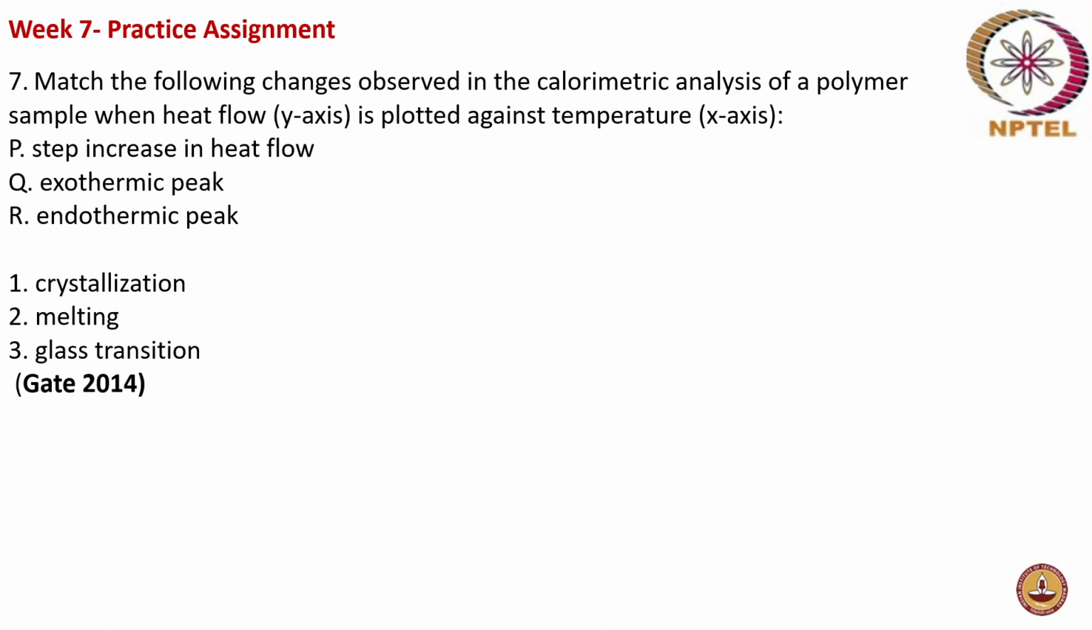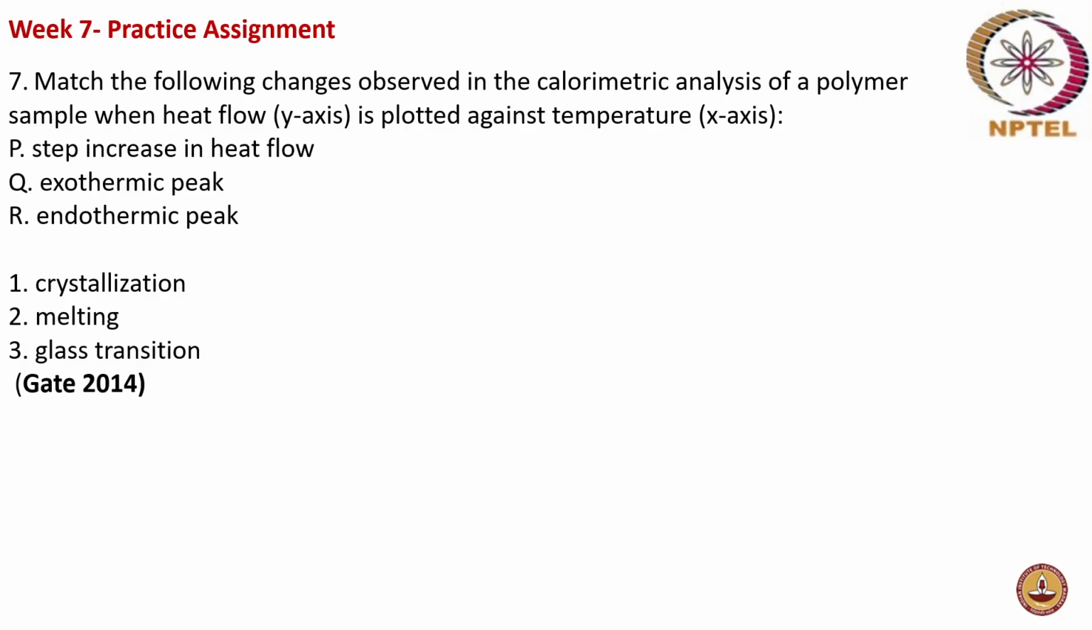Match the following changes observed in calorimetric analysis of a polymer sample when heat flow on the y-axis is plotted against the temperature on the x-axis. They have given three conditions: step increase in heat flow, exothermic peak, and endothermic peak. They've also given the changes observed: crystallization, melting, and glass transition. Now we have to match which of these indicates which microstructural change.